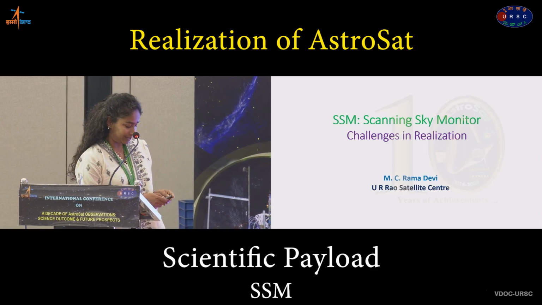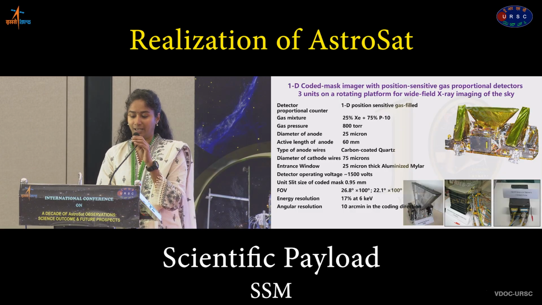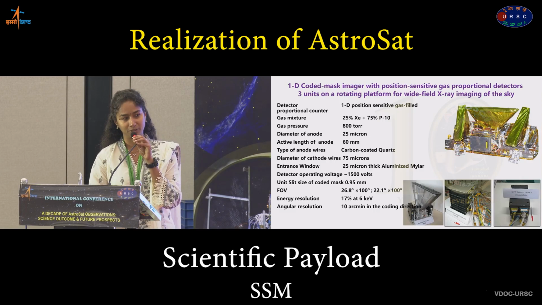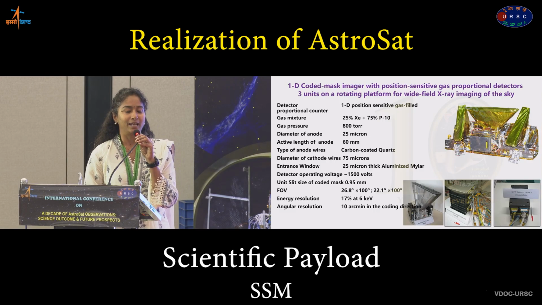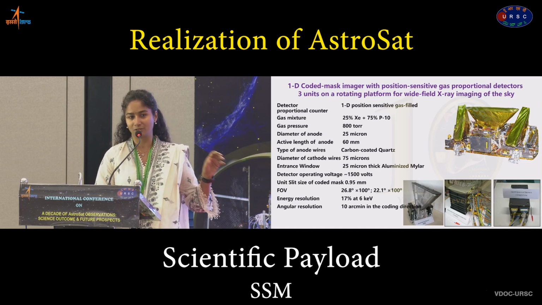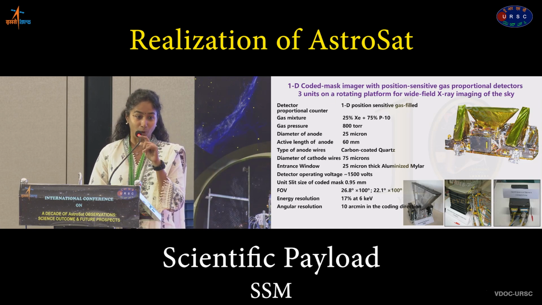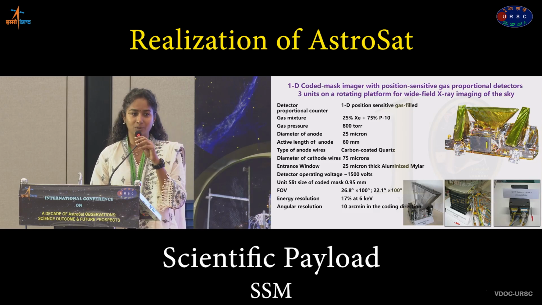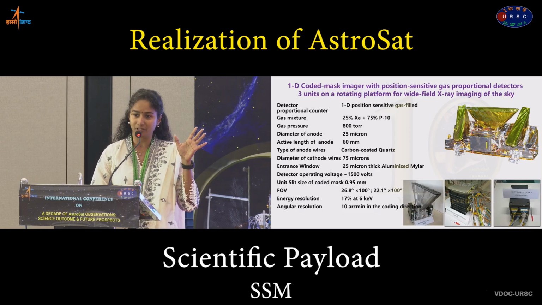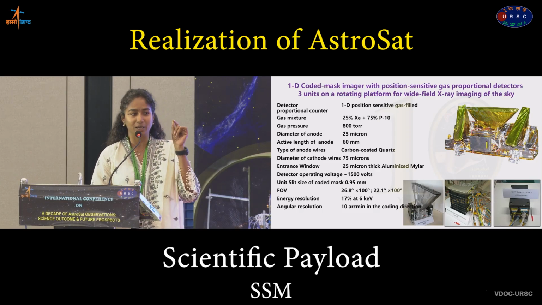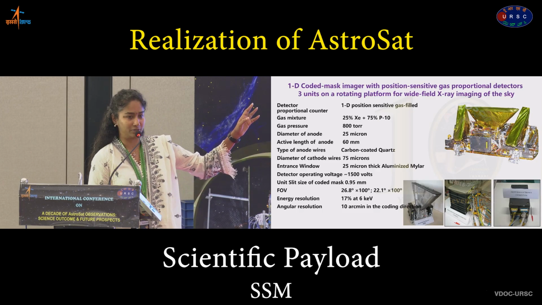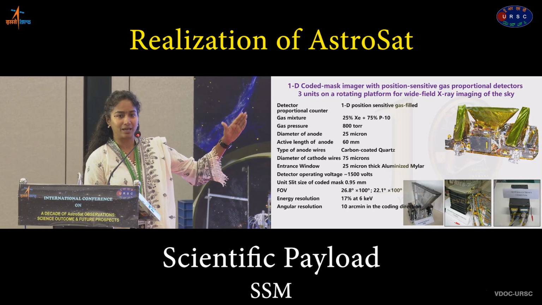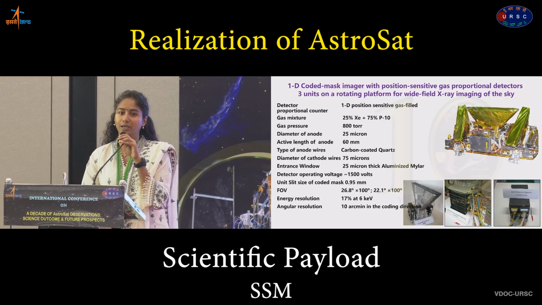So SSM, as everyone knows, is a wide field X-ray sky monitor. It's a one-dimensional imaging instrument. And as compared to other instruments on board AstroSat, this is unique because other instruments are pointed mode instruments which all look at one source continuously, while SSM has a very wide field of view. The field of view is 100 degree by 20 is a rough number for the three of them. The center one is a larger field, 26 by 100, where the side edge cameras give 22 by 100 degree field of view.